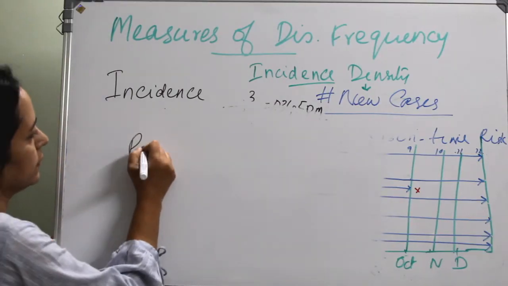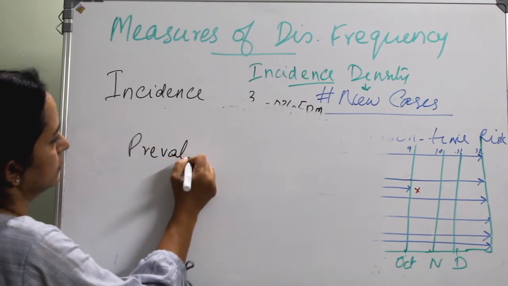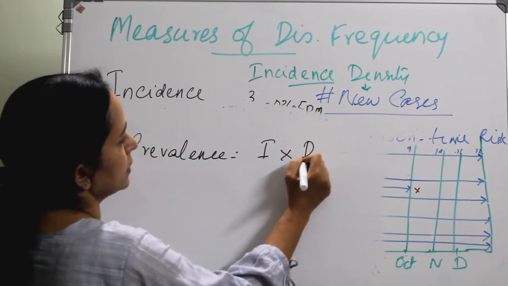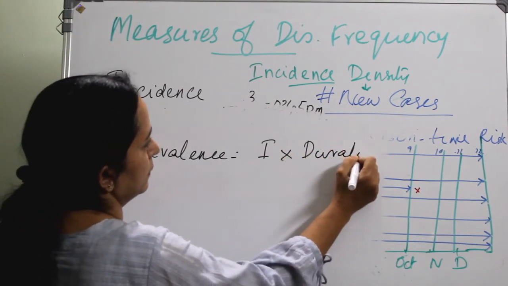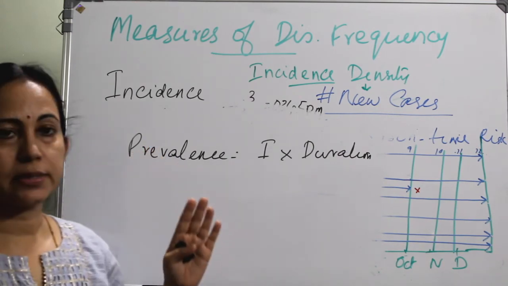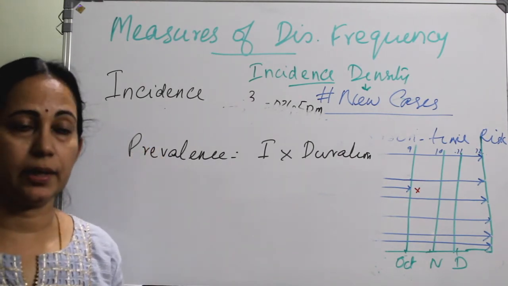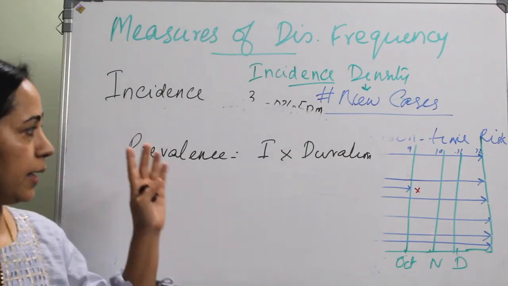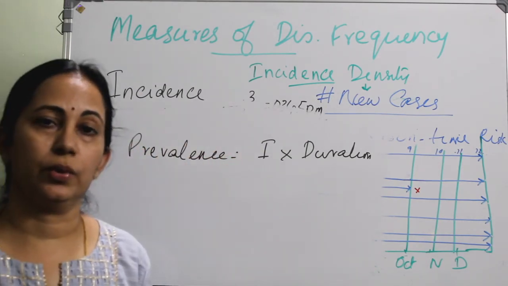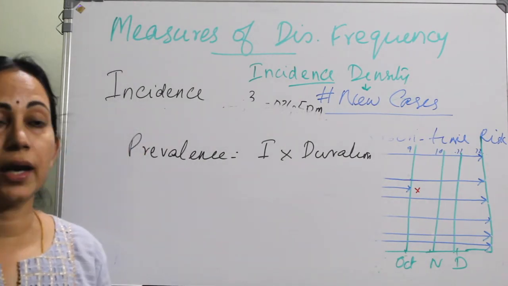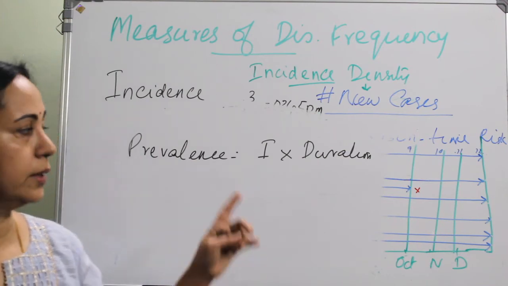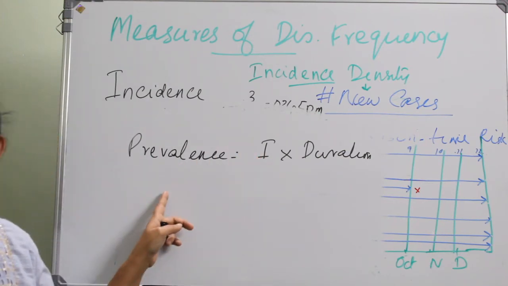Prevalence equals incidence into duration. So if a disease has a long duration, like a chronic disease such as diabetes, the prevalence will be high and the incidence will be low. But in a disease having high infectivity and a short duration, like the common cold, the incidence will be high and the prevalence will be low.